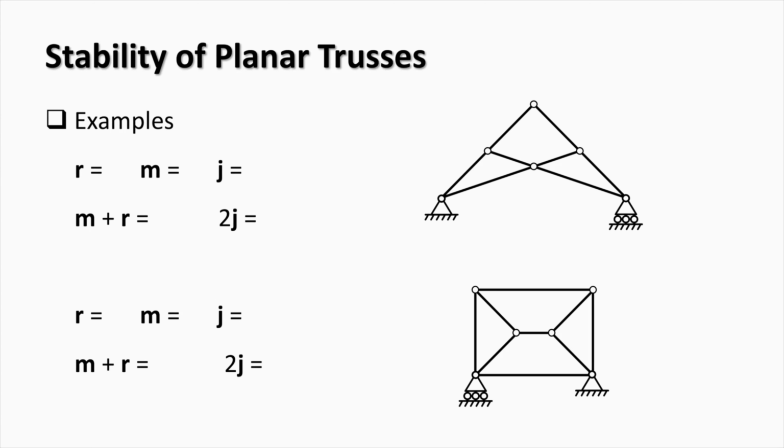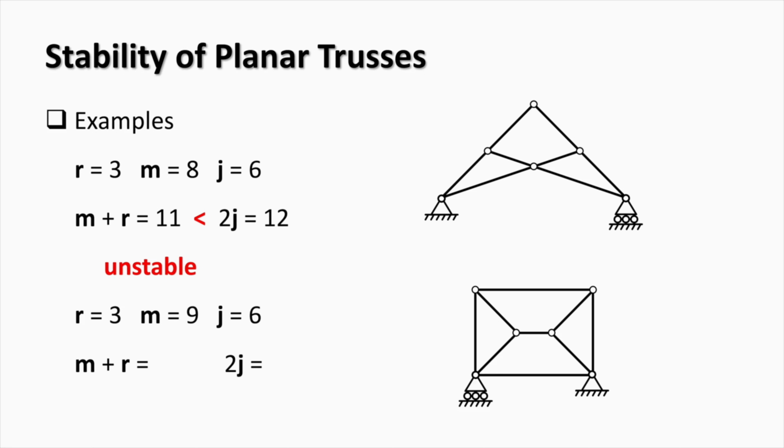Let's consider the following trusses. The first truss has 3 reaction forces, 8 members, and 6 joints. The sum of reactions and truss members is 11, which is smaller than twice the number of joints. Therefore, this truss is unstable and will collapse. This truss contains an unstable middle cell, comprised of 4 bars and 4 joints.